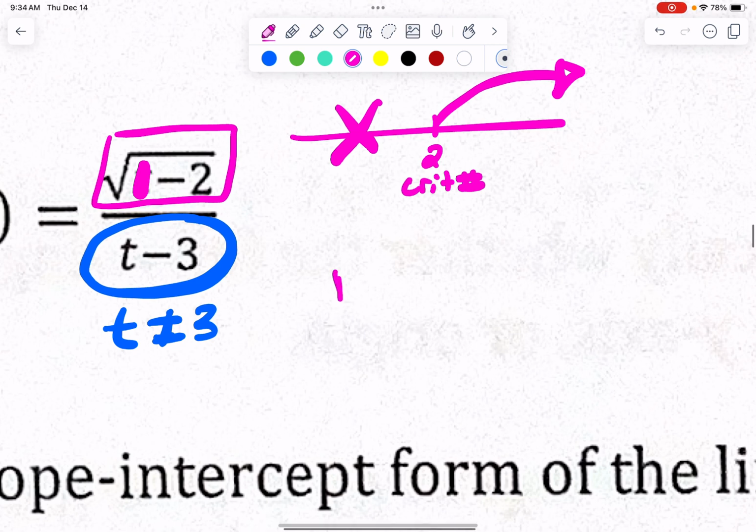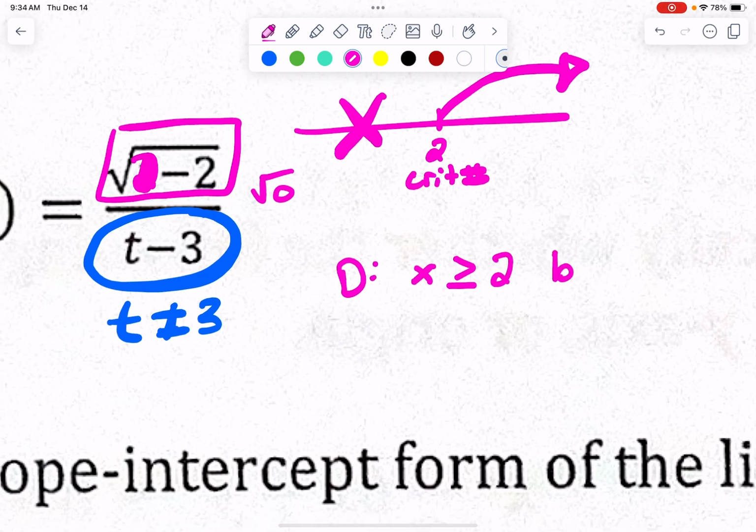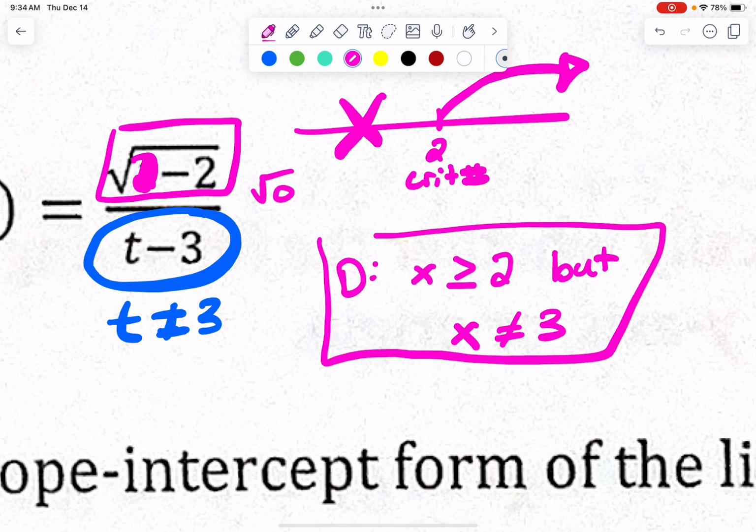So we would say for the domain that x has to be greater than or equal to 2. I can plug 2 in and have 2 minus 2, and I can take the square root of 0. That's fine. So x has to be greater than or equal to 2, but x can't be 3. And I just changed my variable from t to x. Whatever, I don't care. At 3, I have an open circle, so I can't have that, but x has to be bigger than 2 because I can't plug in numbers smaller than 2.